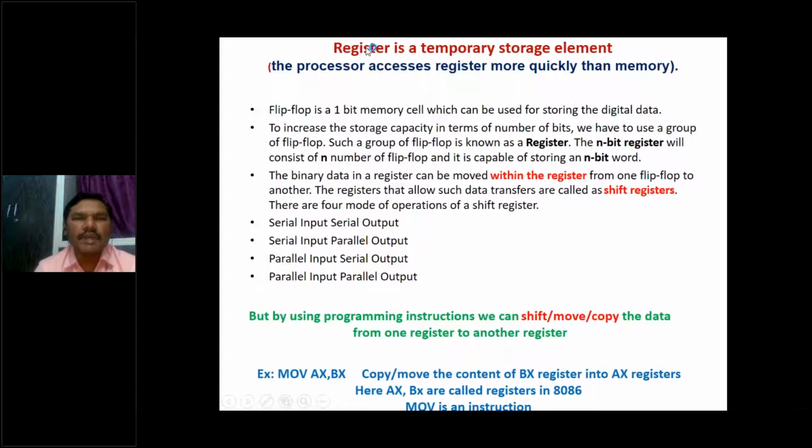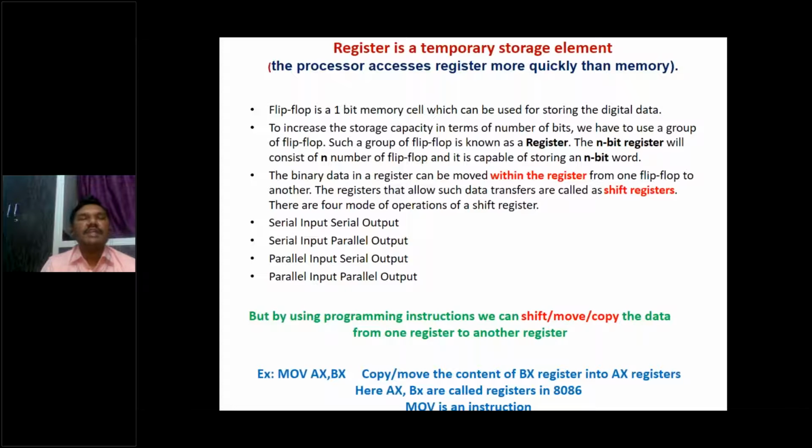So you see here, a register is a temporary storage element. Since memory is outside the processor, we access the data through the registers. The registers are inside the processor, so the processor accesses registers more quickly than memory. Because memory is outside, it takes time to access, whereas registers are inside, so it takes less time. That's why, for faster access, we take these registers inside the processor.